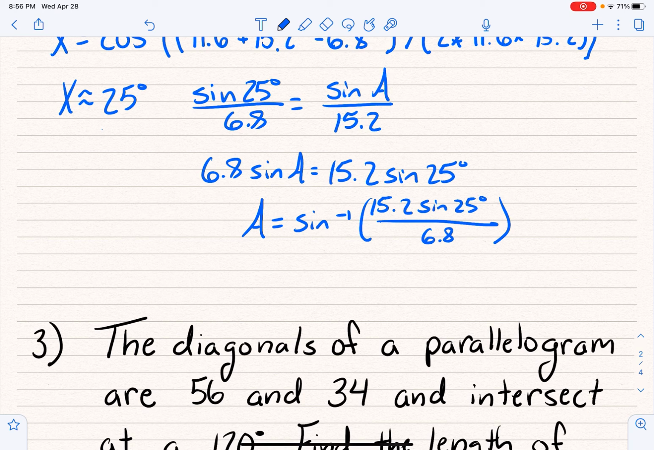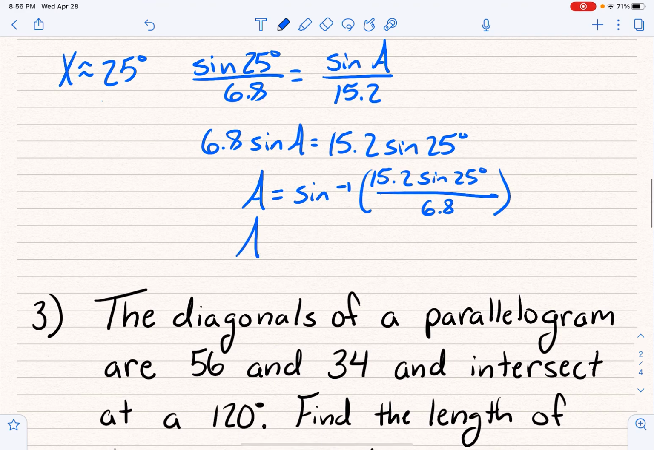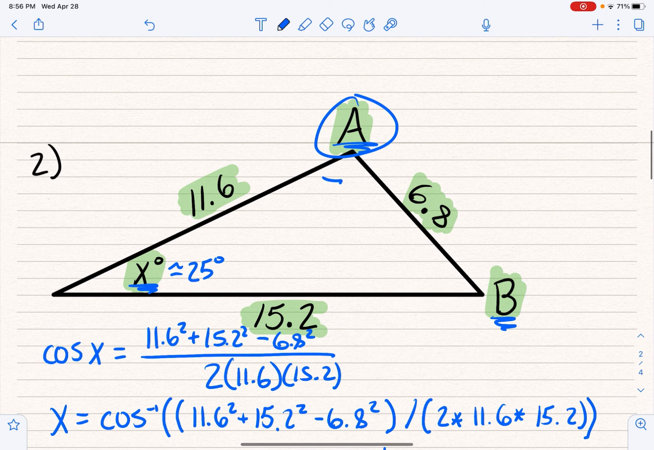So I'm going to put that in. Inverse sine, 15.2 times sine of 25, close the sine parentheses, divided by 6.8, close all parentheses. Hit enter, and I get about 71. So A is about 71 degrees, okay? So I say this is 71 degrees. So I got 25 plus 71 gives me 96. And so that would leave 84 degrees for B.